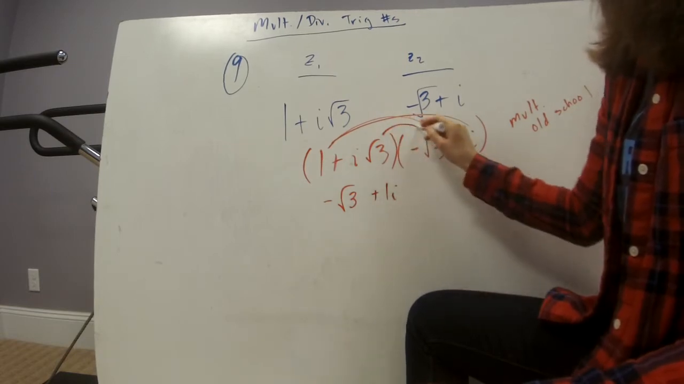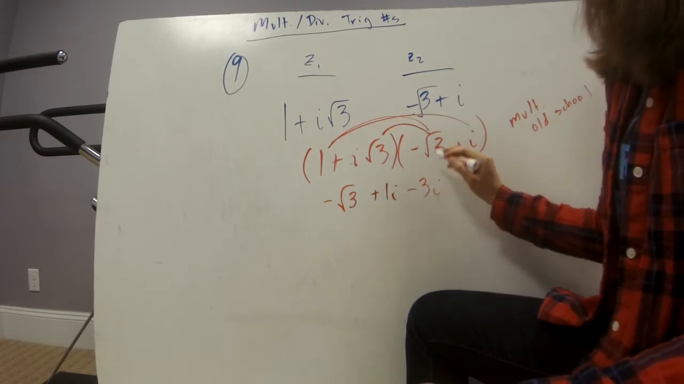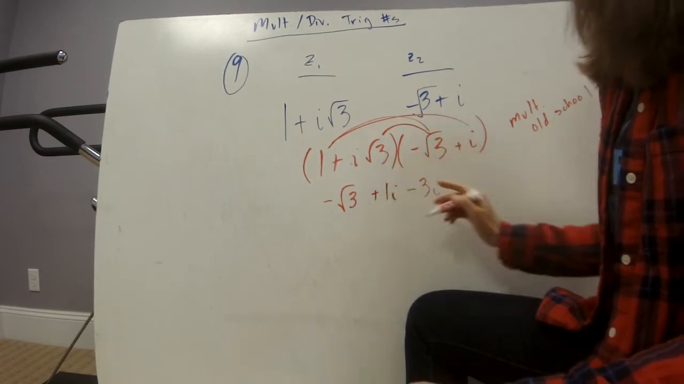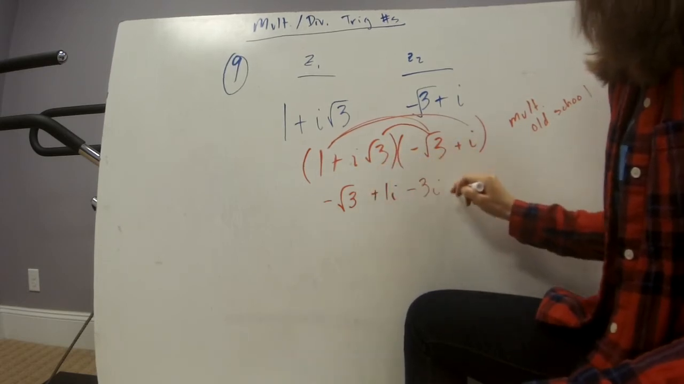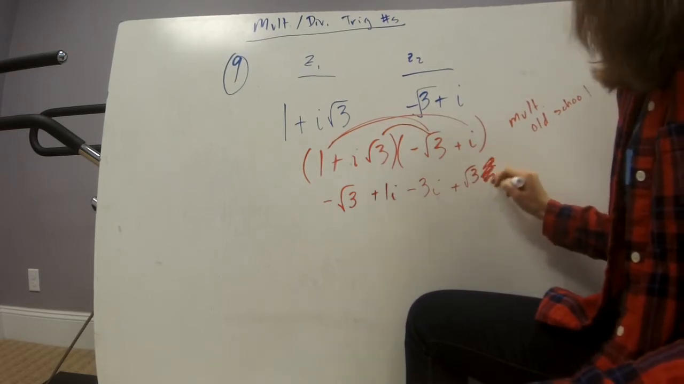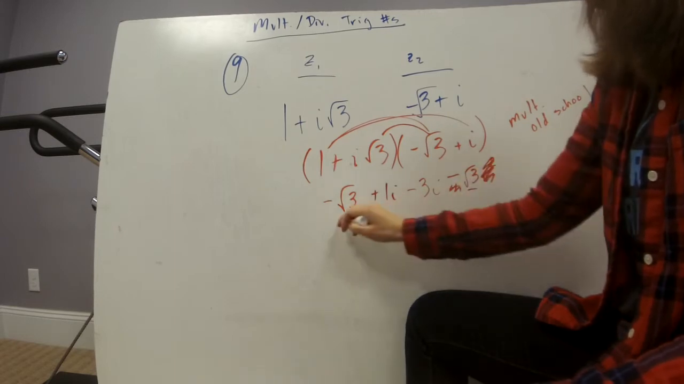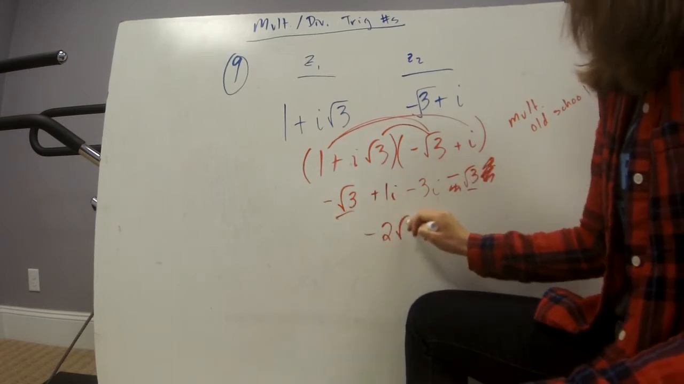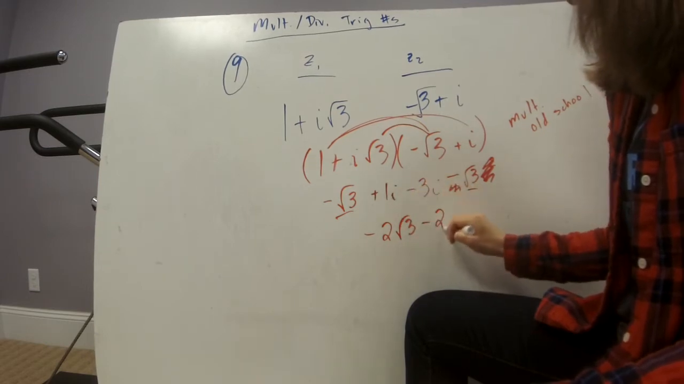I root 3 times negative root 3 is negative 3i, right? Because root 3 times root 3 is 3, negative 3i. And then i times i and root 3 is plus root 3 i squared. But you did a perfect job remembering the i squared becomes a negative. And so now we actually can combine these. So negative 2 root 3 is our real part, and 1i minus 3i is negative 2i.